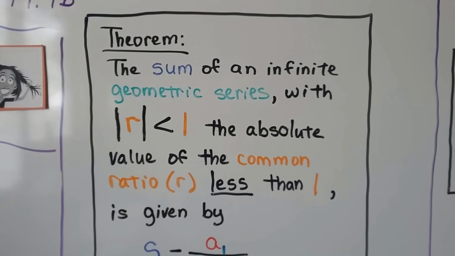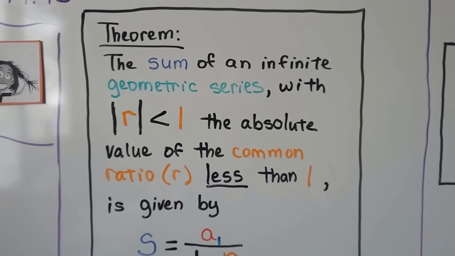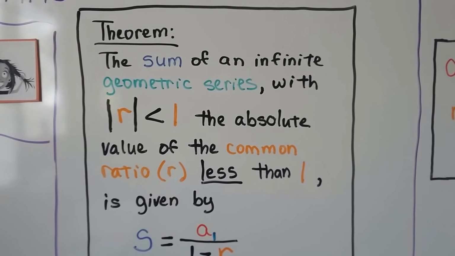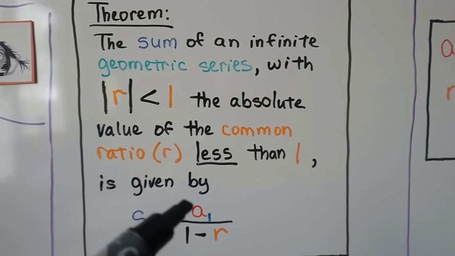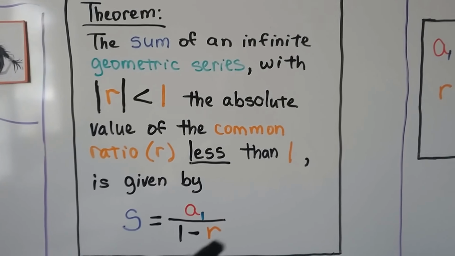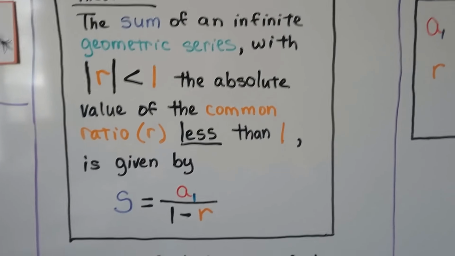So I have a theorem for you. The sum of an infinite geometric series with the absolute value of the common ratio, that r, less than 1 is given by this formula. The sum is a quotient of a sub 1 and 1 minus r, the common ratio.